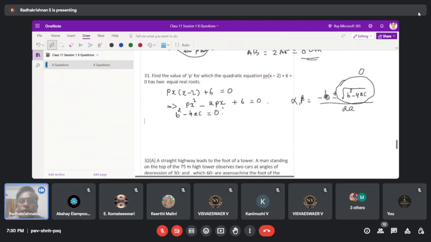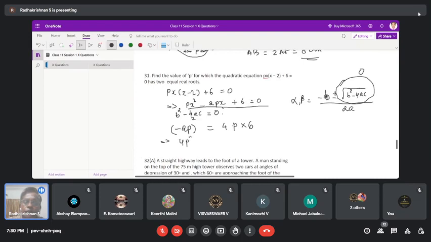So in this case, what is b? Look at this equation. In this equation, what is b? Minus 2p. Okay? Yes, sir. So b square equal to 4ac. What is a? P, sir. And c is 6. B square equal to 4ac.